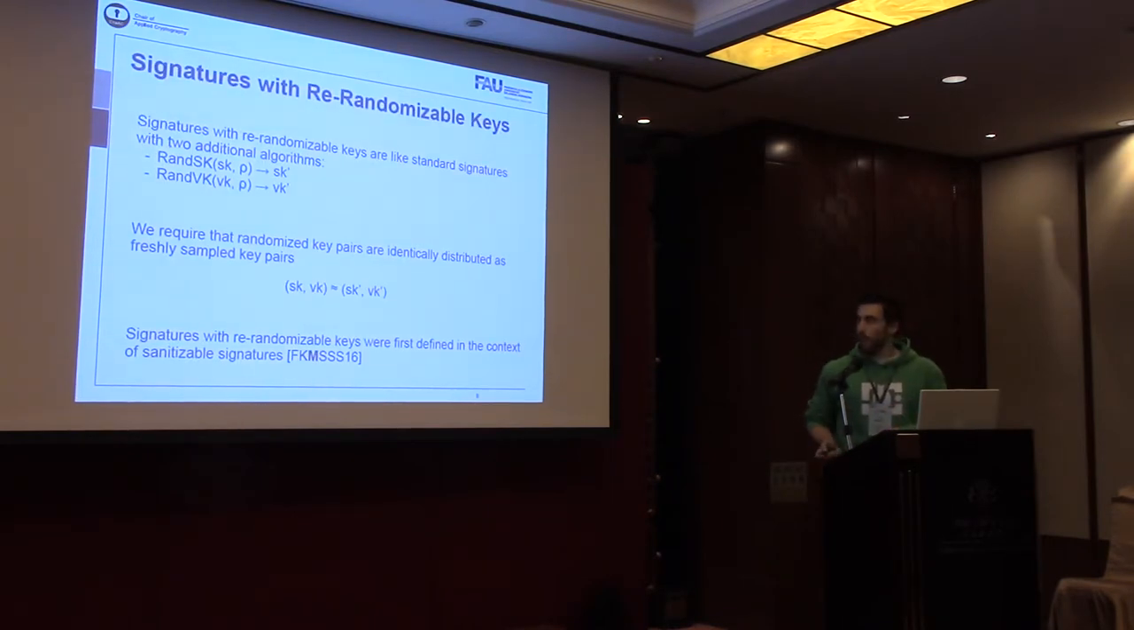Okay, so I mentioned before this primitive, signatures with re-randomizable keys. So what is this? Signatures with re-randomizable keys, as the name suggests, is essentially a signature scheme equipped with two additional algorithms that allow us to re-randomize the secret key and verification key. And note that if we feed these two algorithms with the same randomness, then we obtain a consistent pair of keys. And by consistent, I mean if I sign under SK prime, I can verify under VK prime as long as the value of rho is the same. And by randomized, I mean that a randomized pair of keys is statistically indistinguishable from a freshly sampled pair of keys. This property was introduced first in a work from Eurocrypt 16 in the context of fleeing, sanitizable signatures.